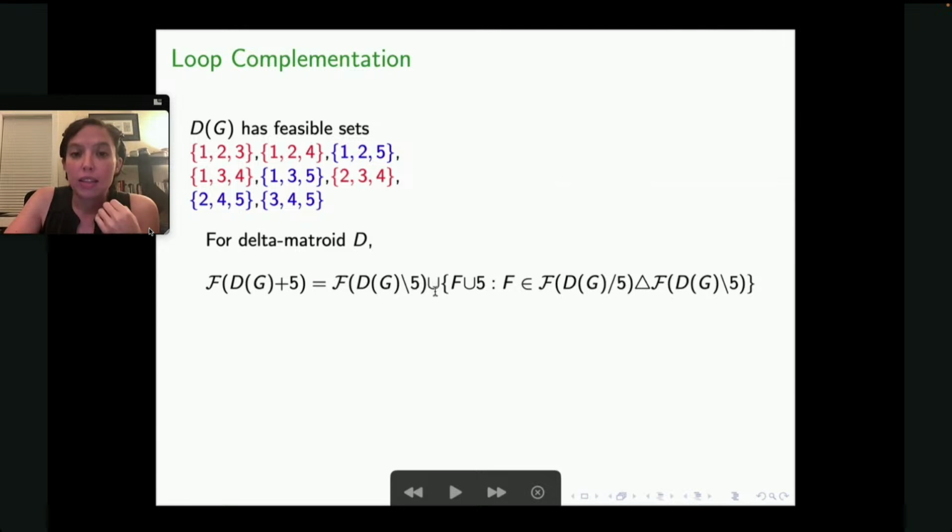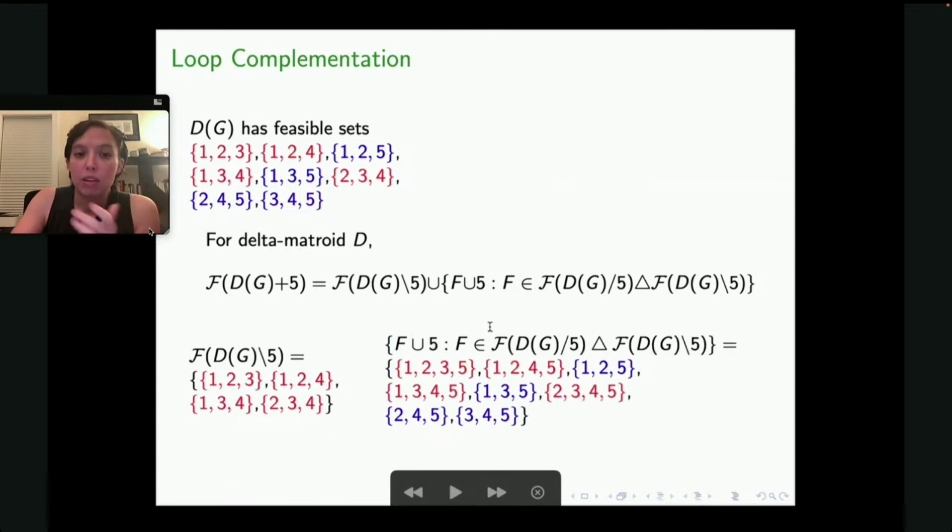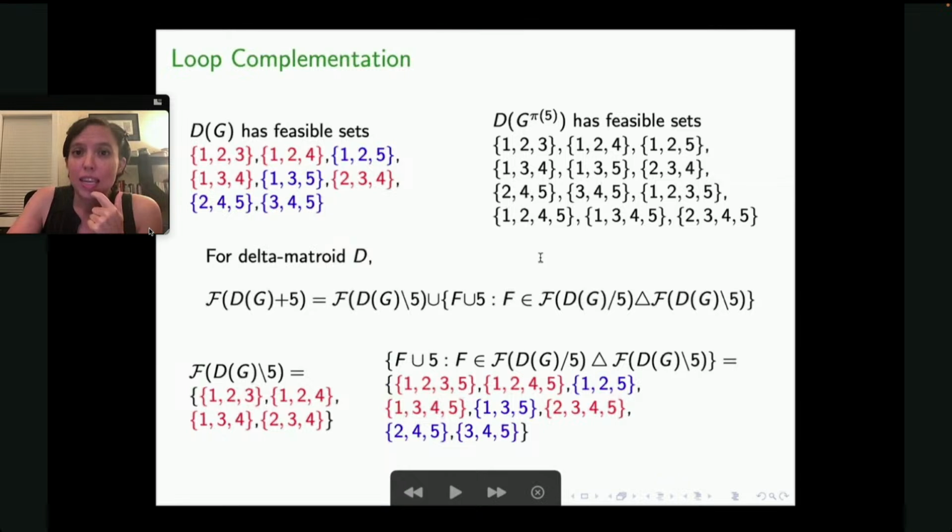And I add to that set this, it looks a little bit complicated. So what I do here is I take the feasible sets that have 5, and I remove it. So the blue ones minus 5. Symmetric difference, the feasible sets that avoid 5. But then to each of those, I add the element 5. So this is what happens step by step for this second half of this line right here. I get all the sets that avoid 5. I get all the sets that had 5, but I've taken 5 out. Now put 5 back in and put them all together. And I add those to the red sets that were here. So these are the feasible sets, I've written them here on the top right, that we get by doing loop complementation.